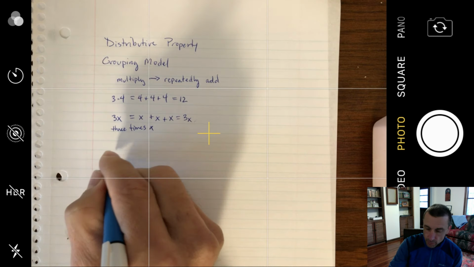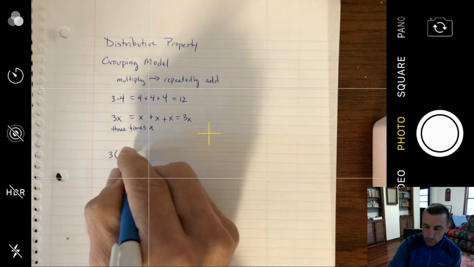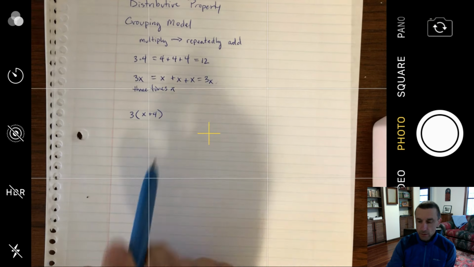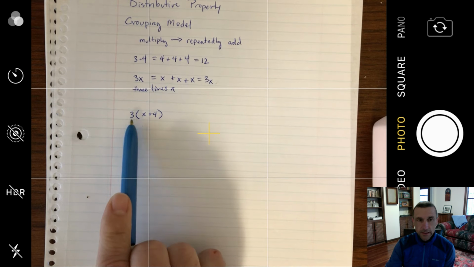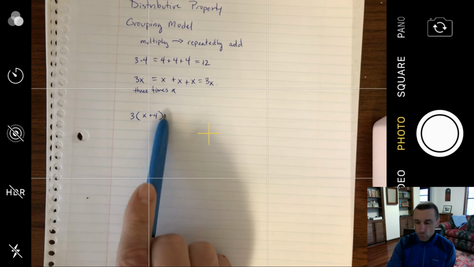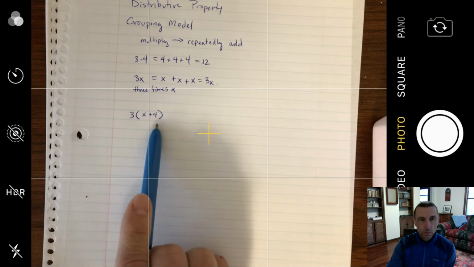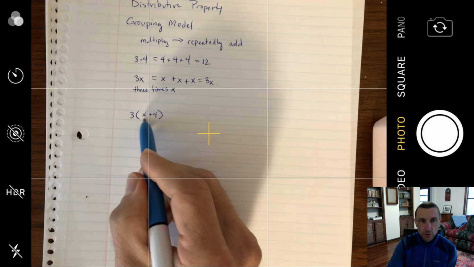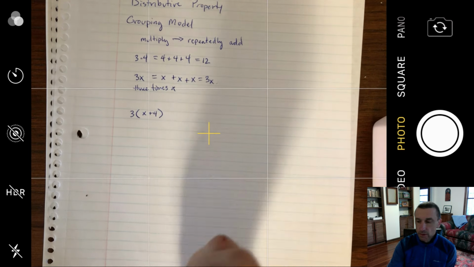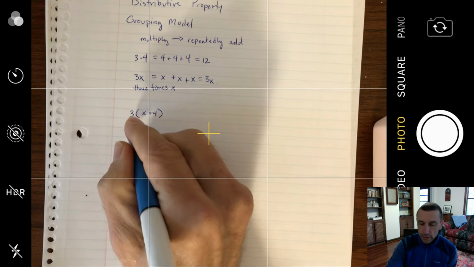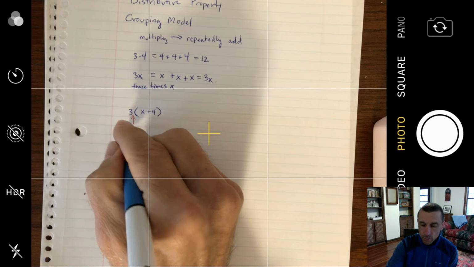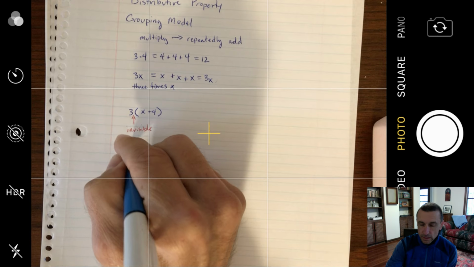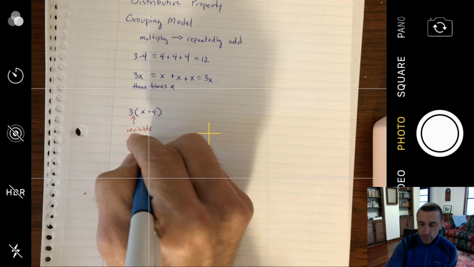If I have this problem, it may look like a bunch of nonsense to you, but to a mathematician it says, hey, take 3 times this group of x plus 4. So I'm still repeating 3 times, but it's this entire group that's getting repeated. Please remember that right in this space is the invisible multiplication. You have to be used to seeing it, even if it isn't there.